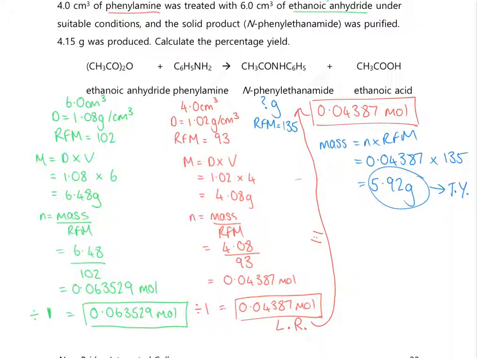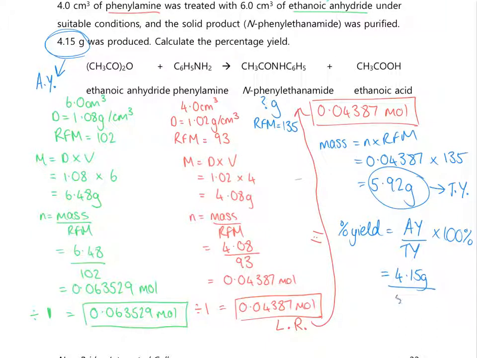So now that I've got my theoretical yield, I simply need to put it into my equation to work out the percentage yield. Remember, percentage yield is actual yield over theoretical yield times by 100%. I've just worked out the theoretical yield. I need to look back to the question for my actual yield, which is 4.15 grams. That's your actual yield. So to work out my percentage yield, it's simply 4.15 grams divided by 5.92 grams times by 100%. Pop that into your calculator and that should come out as 70.1%.